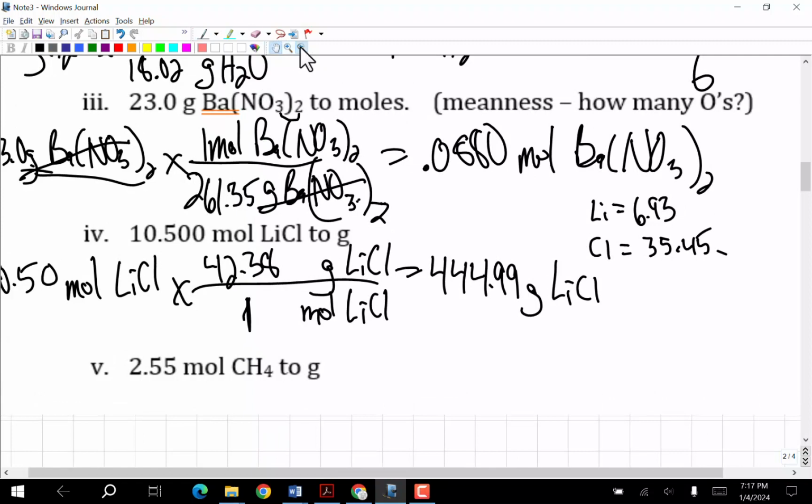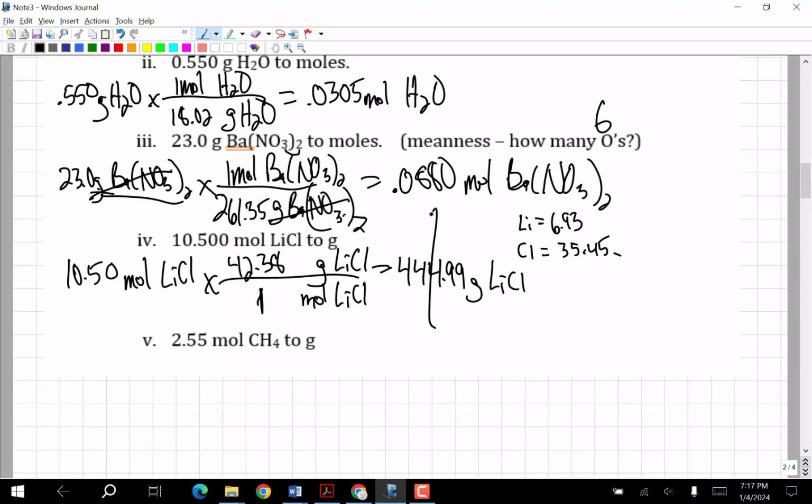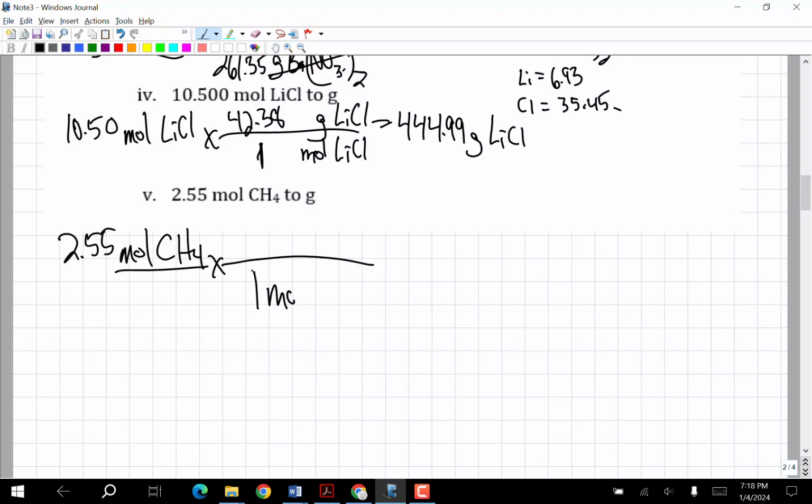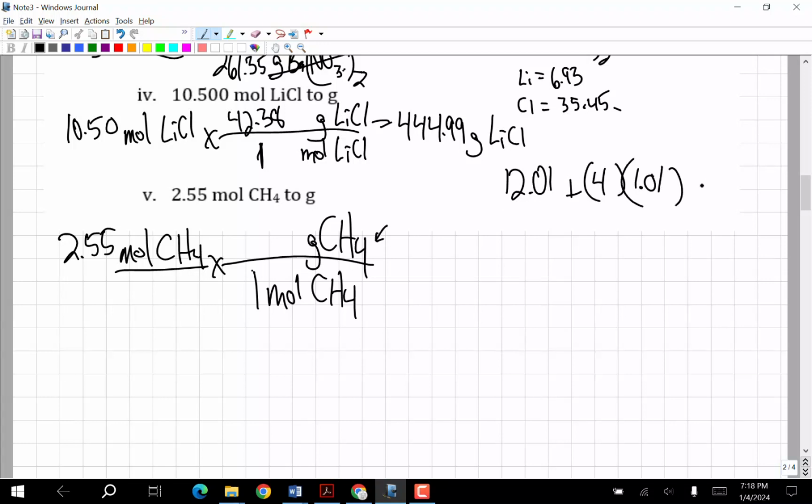All right. Whoops, I didn't mean to. 2.55 moles of CH4 to grams. So 2.55 moles of CH4. Again, whatever's on top, I want to cancel it. 1 mole of CH4. The number 1 is going to always go with moles, right? Grams of CH4. Little g stands for grams, and little g stands for go to the periodic table. Carbon is 12.01. Hydrogen is 4 times 1.01. And together that is 16.05. So 2.55 times 16.05 is 40.93.